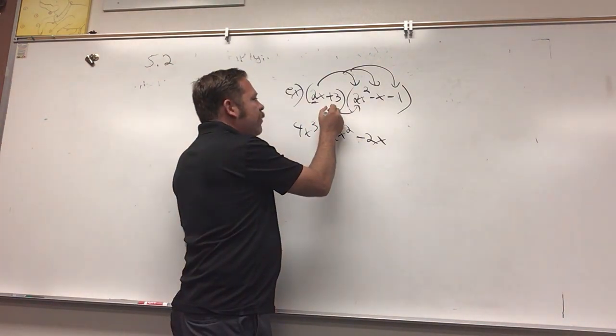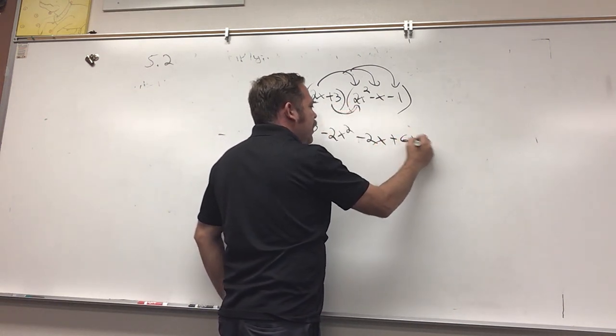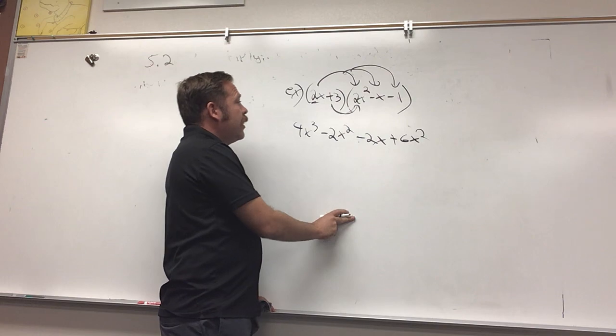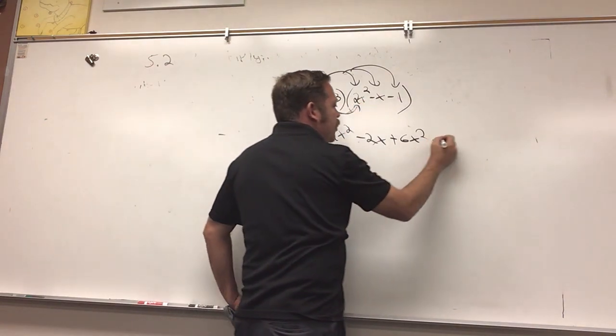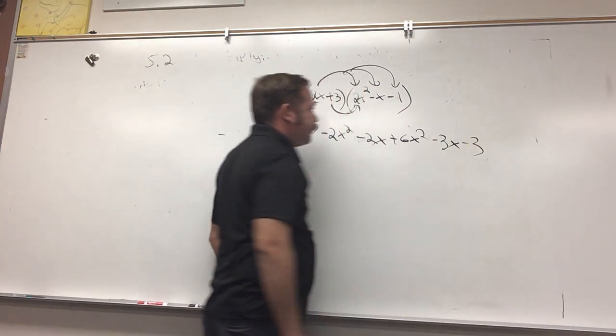So now I have the 3 times each term. 3 times 2x squared is plus 6x squared. Okay? 3 times negative x is minus 3x. 3 times negative 1 is minus 3.